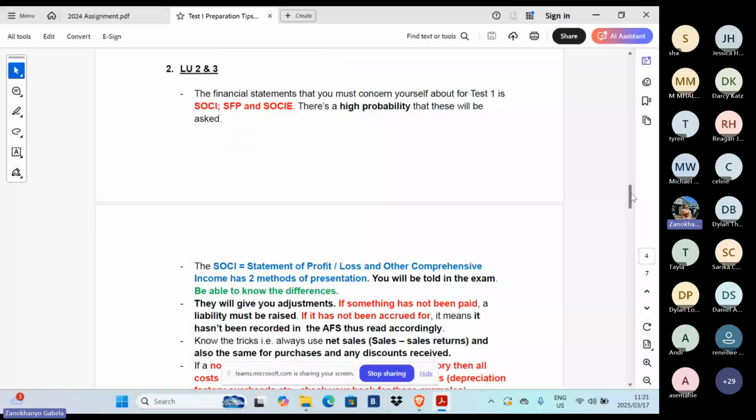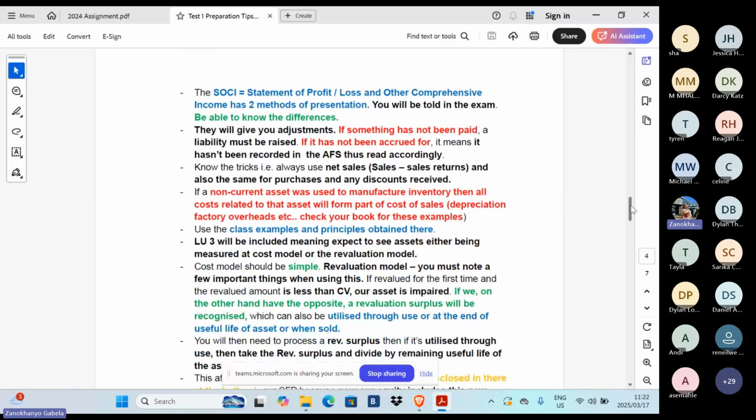So remember the financial statements you must concern yourself about for test 1 is statement of comprehensive income, the statement of financial position, and the statement of changes in equity. There's a high probability that these will be asked, so don't forget this. The statement of comprehensive income or statement of profit and loss and other comprehensive income has two methods of presentation. Don't forget that. The first one is the nature method. That means that in both methods, the first part of the presentation of the income statement will be the same. What do I mean by that? Both the nature method and the function method will have revenue as the opening. I hope we're happy with that one.